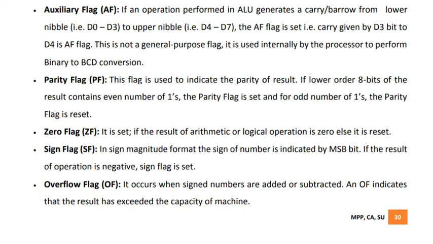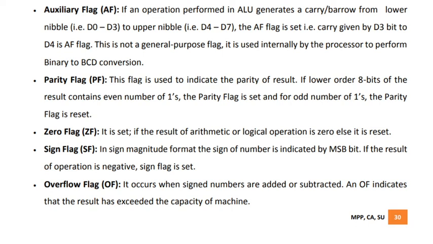That means the MSB will be 1 when the result is negative. So if the result of an operation is negative, the sign flag is set. In sign magnitude format, the sign of a number is indicated by the MSB. So this is understood. It is well known that the MSB represents the sign of the signed value. So if the sign bit is 1, then it means that the value is negative, and the sign flag will be set.